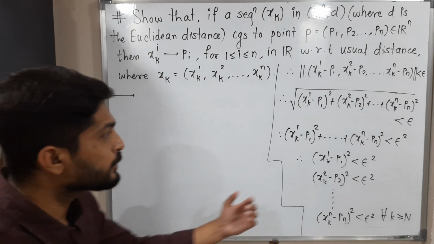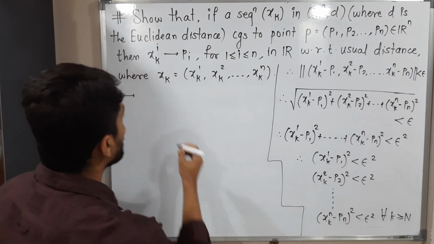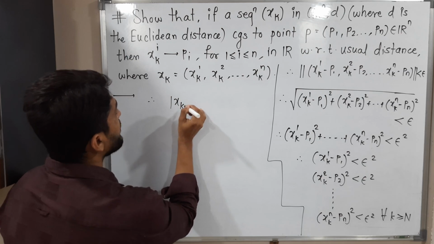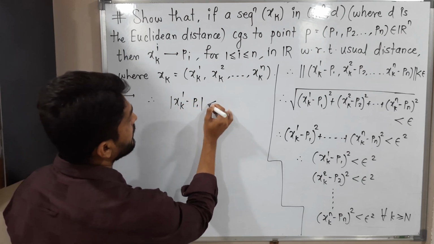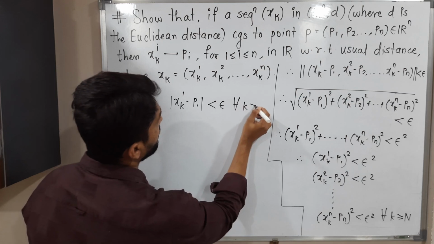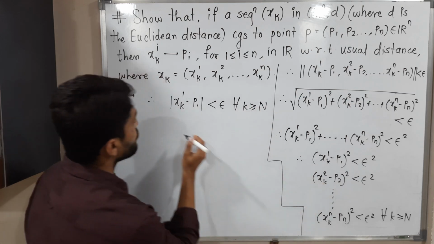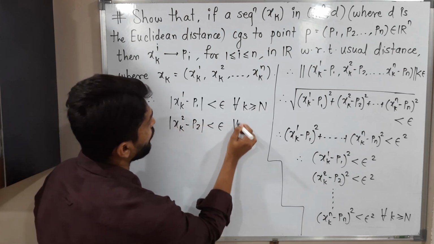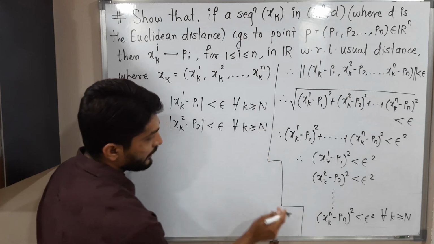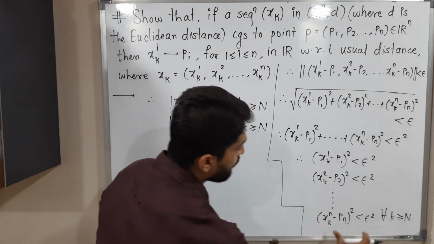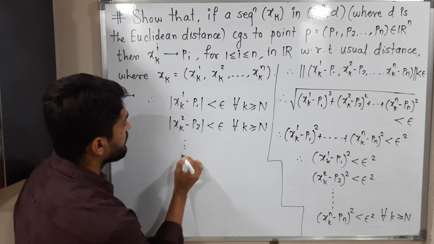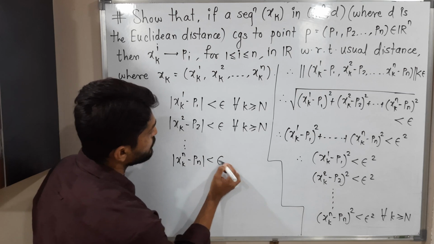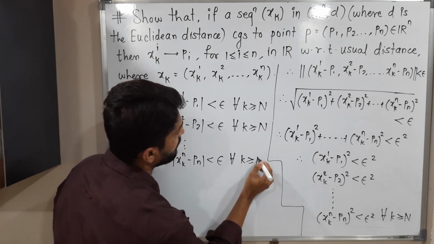I will take the positive square root of both sides. Therefore, if you take the positive square root, there will be mod of xk1 minus p1 less than epsilon for all k greater than or equal to N. Here also mod of xk2 minus p2 less than epsilon for all k greater than or equal to N. And for the last one also, by taking the positive square root of both sides, we will get mod of xkn minus pn less than epsilon for all k greater than or equal to N.